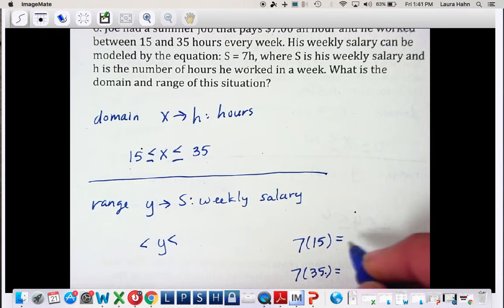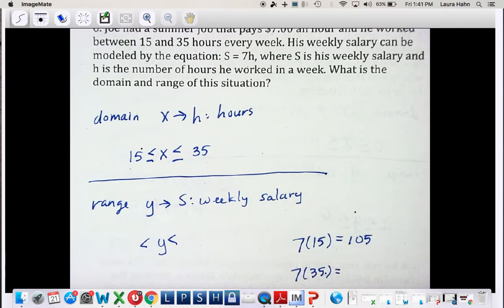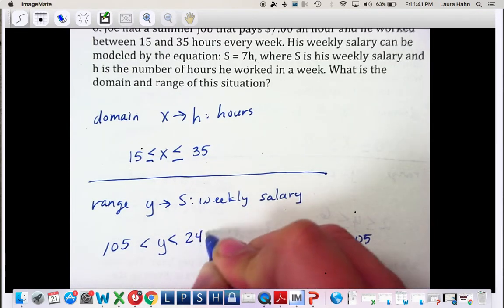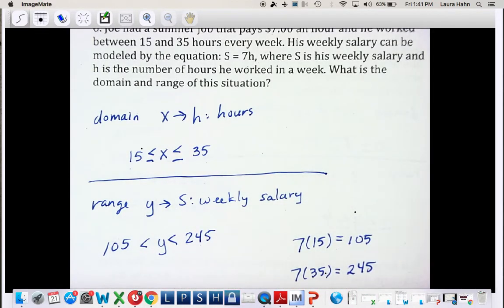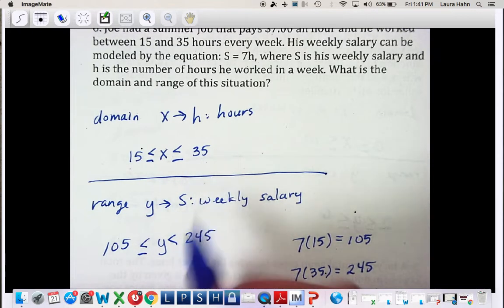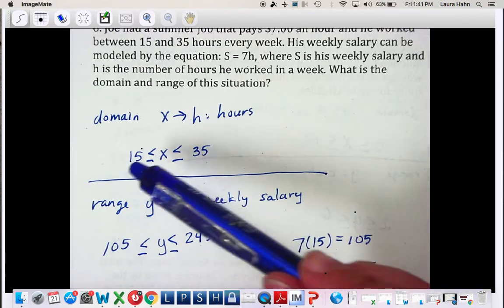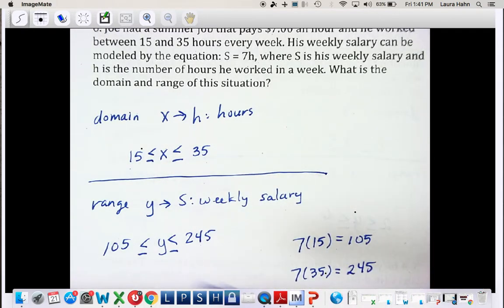So 7 times 15 is 105. So that's going to go in that first place. If he works the full 35, he's going to get 245. So I know he can get anywhere between 105 and 245. If he works only 15, I know it's going to be equal to 105. If he works the 35, it's going to be equal to 245. So if he works anywhere from 15 to 35 hours, he's going to make anywhere from $105 to $245.